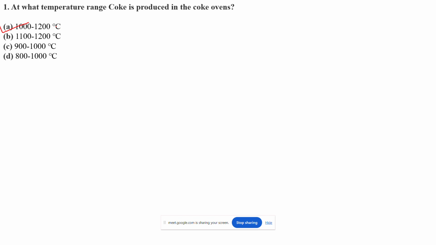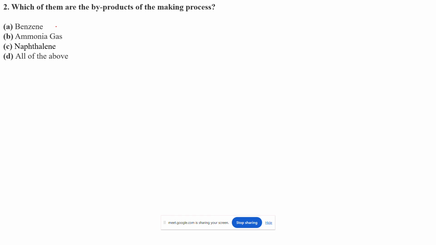ovens. So next question, which of them are the byproducts of the coke making process? So when we talk about the byproducts, benzene is produced as a byproduct, then ammonia gas is there, NH3, then naphthalene is there. So the answer is all of the above. So these were the byproducts produced as a flue gas during the byproduct coke oven batteries process.